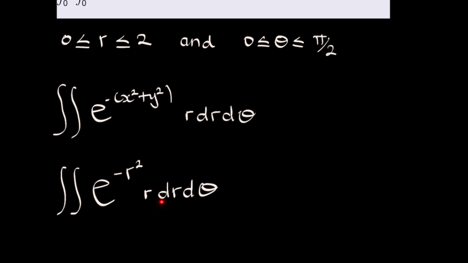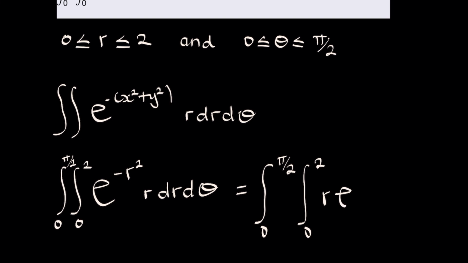Here we are integrating with respect to r first, so this range will be from 0 to 2. Then theta will be from 0 to pi on 2. Now we can solve our integral. We can rewrite this as the integral from 0 to pi on 2, of the integral from 0 to 2, of r e to the minus r squared dr d theta.